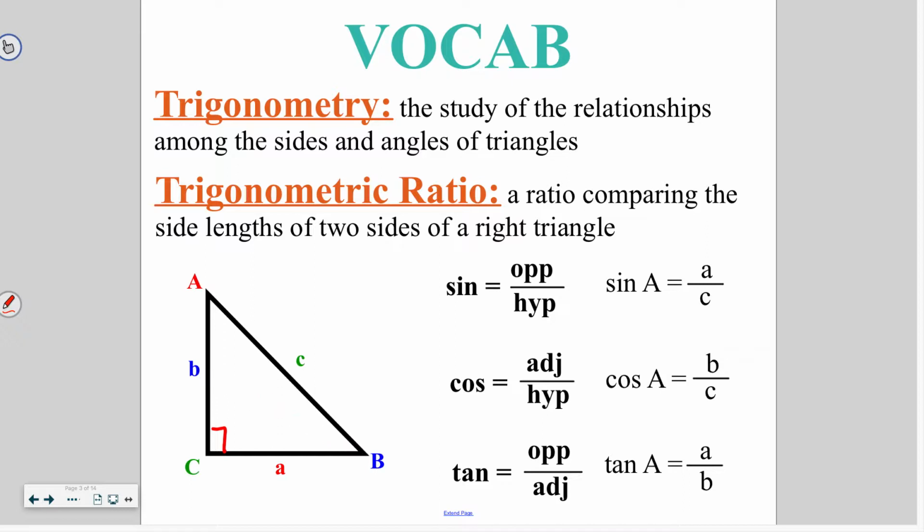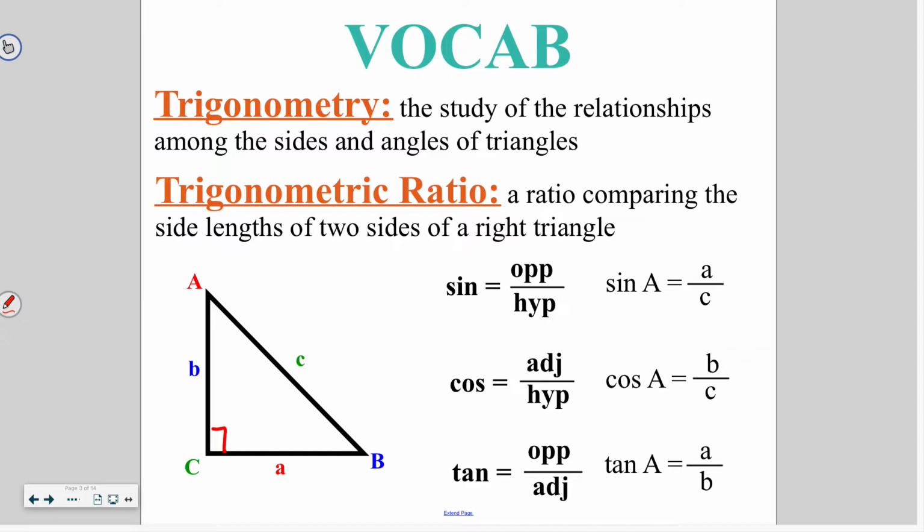When we talk about our trig ratios, there are three of them. First, the sine is the opposite over the hypotenuse. So the opposite value over the hypotenuse value. If I'm looking at the sine of A, I'm looking at the value opposite of A, which is A, over the hypotenuse, which is C. So sine of A is A over C.